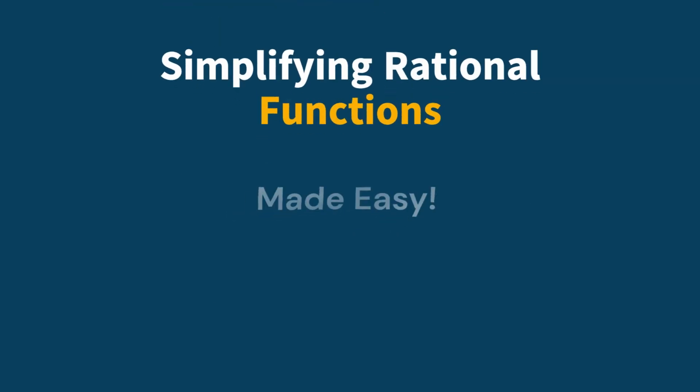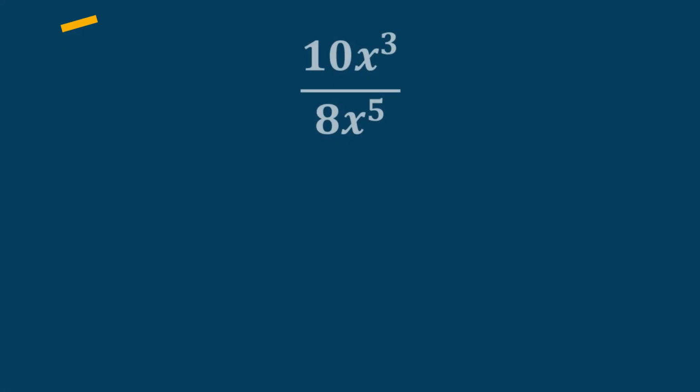Simplifying rational functions, made easy. Example number 1, we have 10x cubed over 8x to the fifth. Whenever we're dealing with problems like this, basically what we're going to be doing is factoring the numerator and the denominator and then canceling everything they have in common, pretty much.